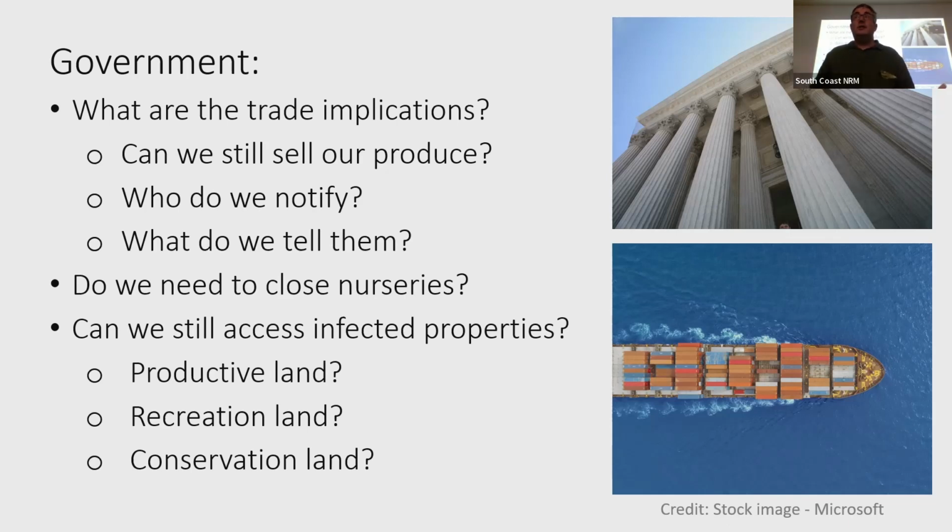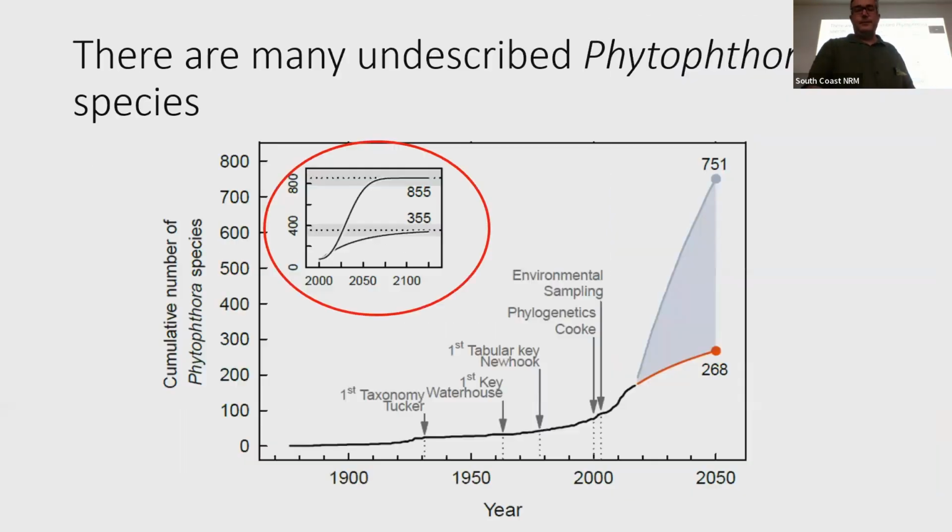Is it spread through your nurseries? Do you need to close your nurseries? Do you need to close the industries that get plants from your nurseries? Can we still access infected properties? Should you be quarantining large areas of your land? These are really serious management challenges for government. Does it affect recreation land, conservation land, indigenous land? These are all very serious issues that happen when we get a new Phytophthora species.